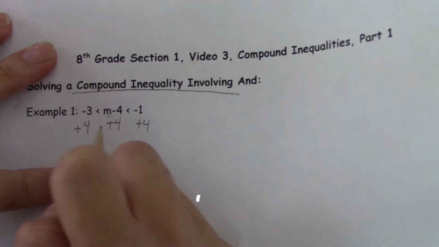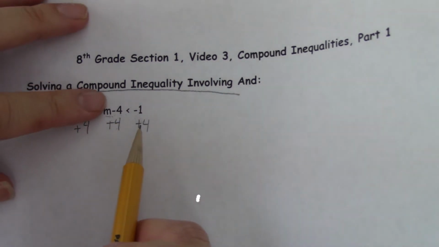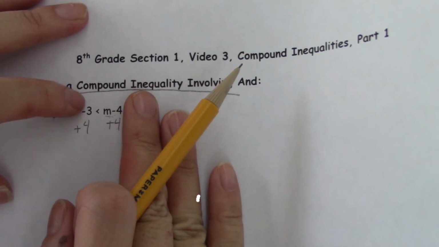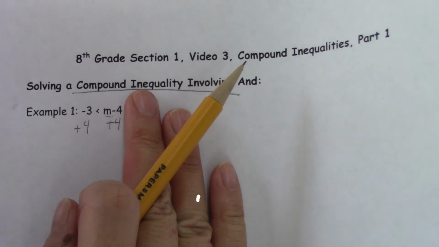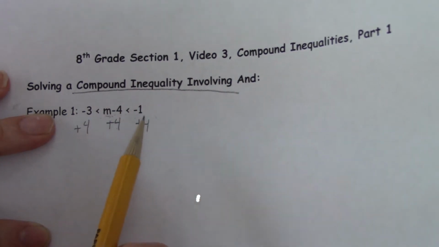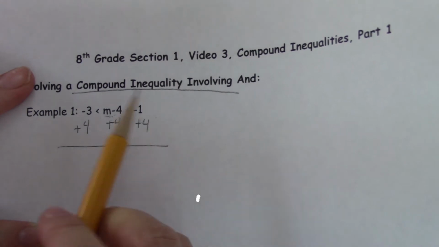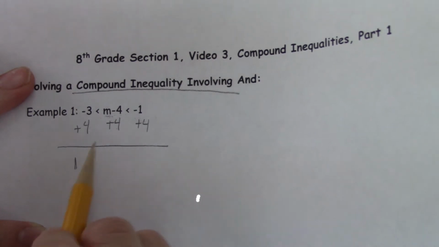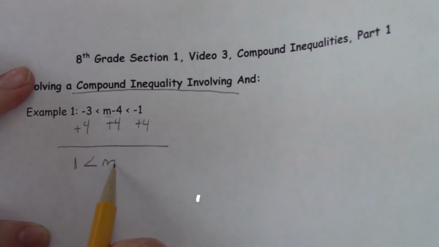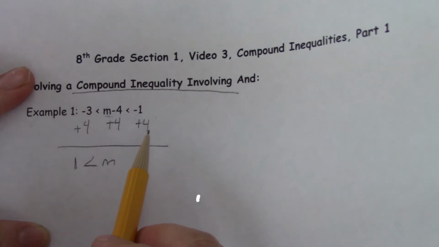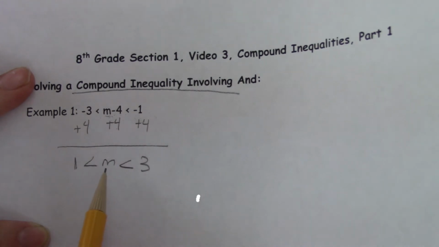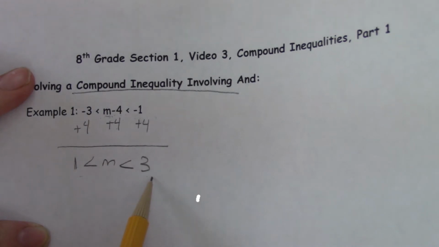and I'm also going to add 4 over here for this inequality. So I'm adding 4 in 3 different spots, to the m minus 4, and I'm going to add 4 for the negative 1, but I'm also going to add 4 to the negative 3. Again, we're working with two different inequalities here, and that's why I'm able to add 4 to all 3 of those places. When I add 4, negative 3 plus 4 is just 1. I'm just left with the m in the middle. And on the other side, I have negative 1 plus 4, which is just 3. So my solution is m is going to be greater than 1 and also less than 3.